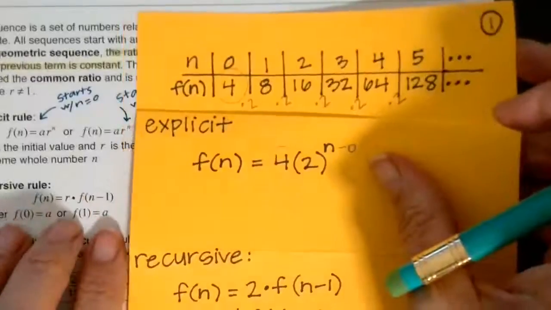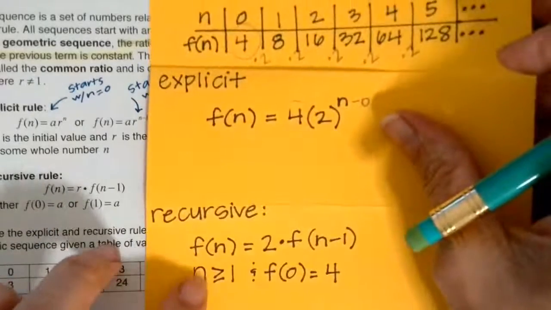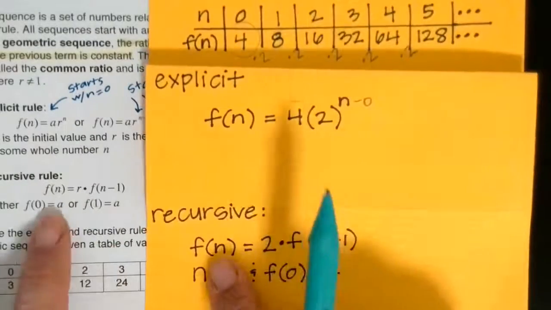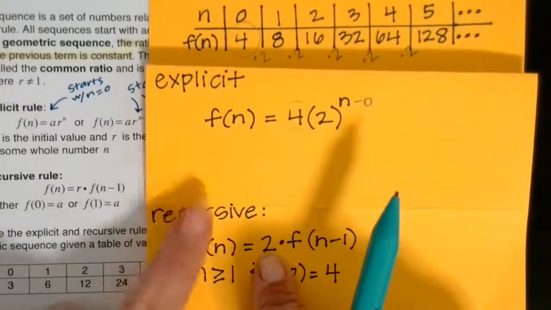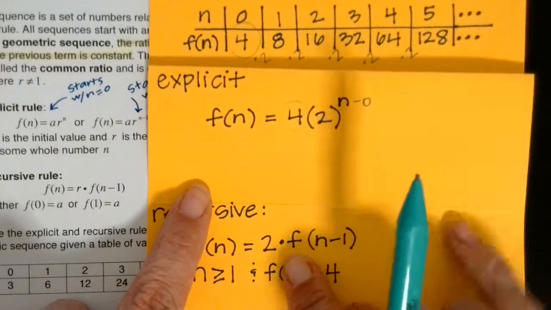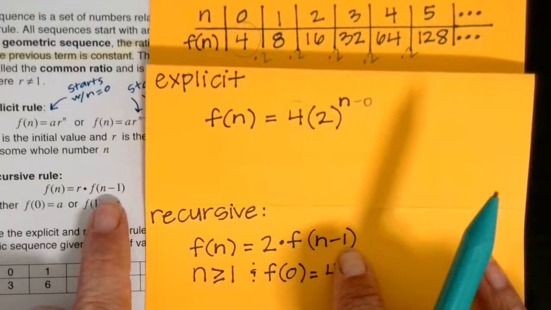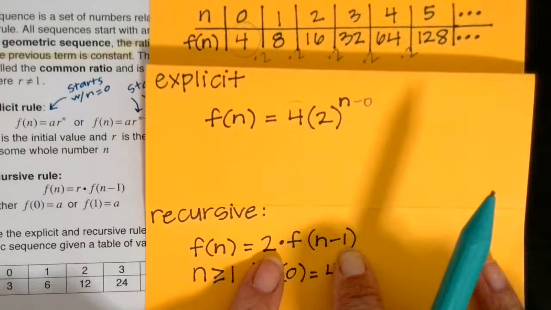Now, what about this recursive rule? So we see the recursive rule on our paper right here. This is the recursive rule for this sequence. So we say f of n, and we take our r, and we already know our r is 2 from this guy right here, and then we multiply it by f of n minus 1. Look, you don't even have to change that. So for the recursive rule, the only thing you have to change is your r value.